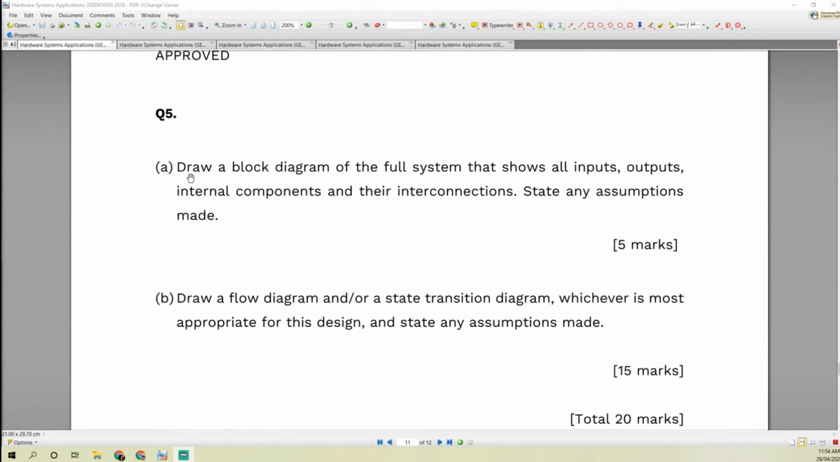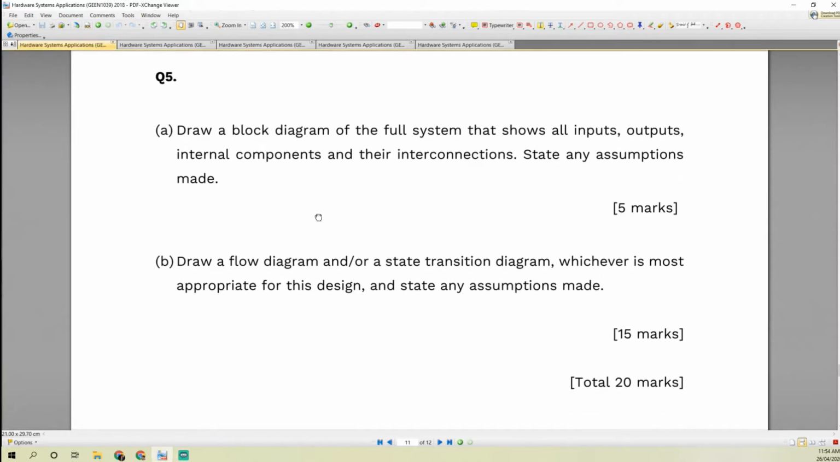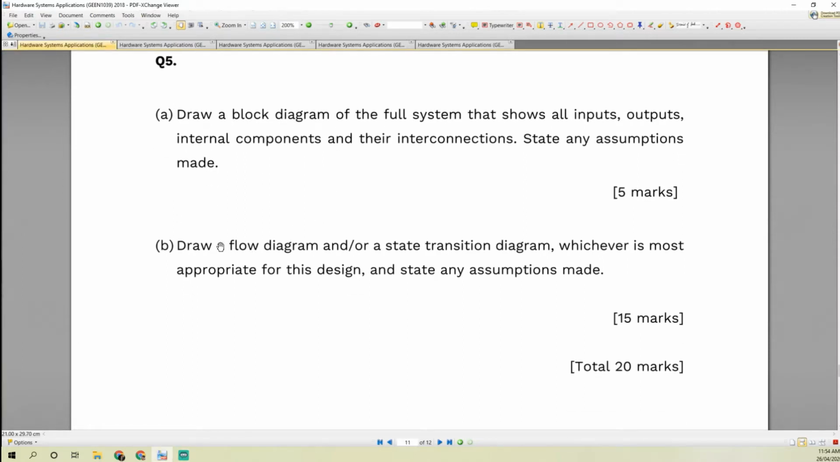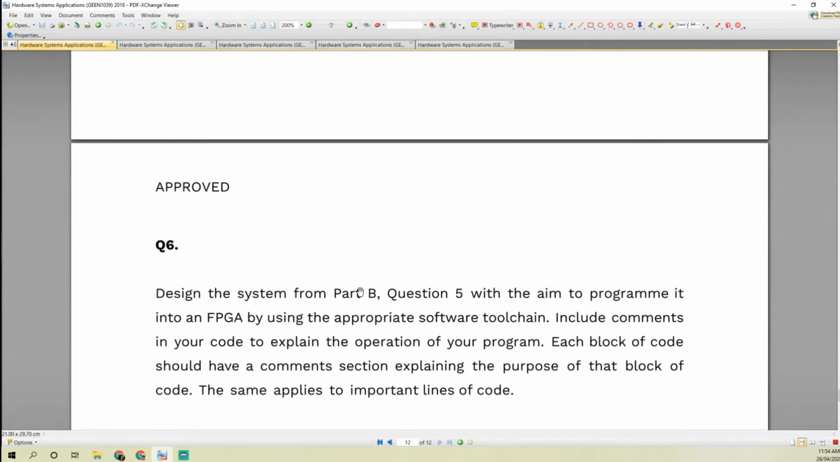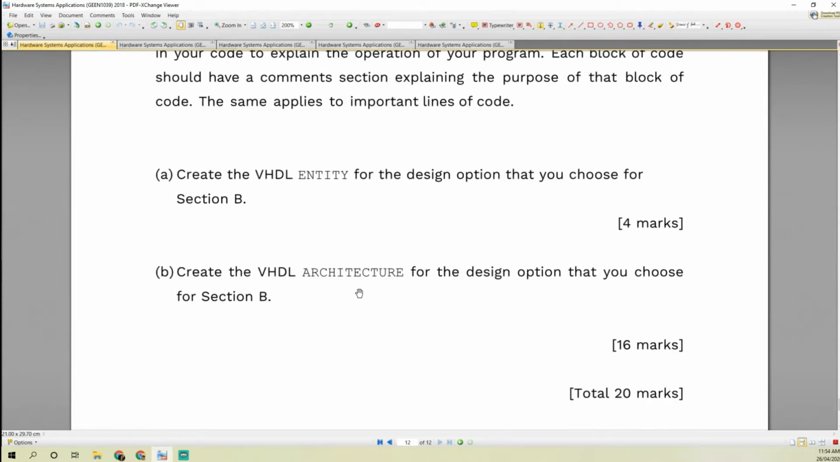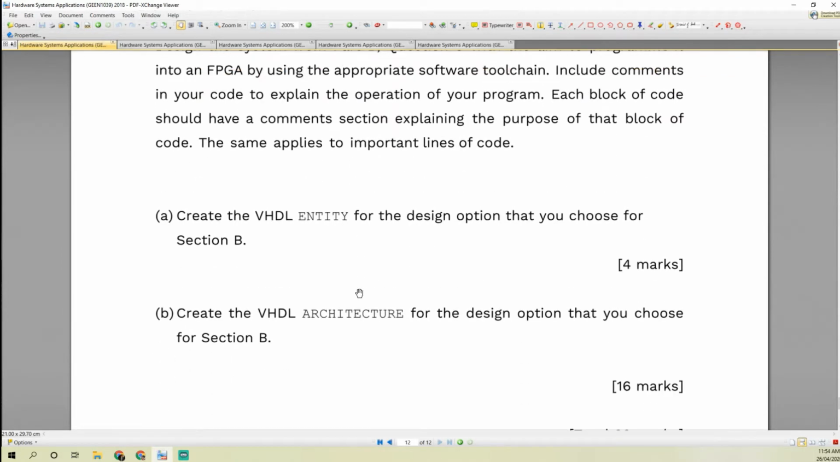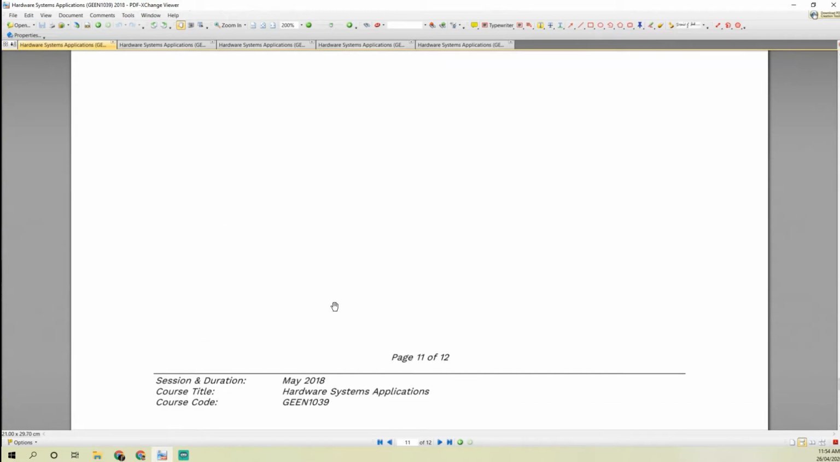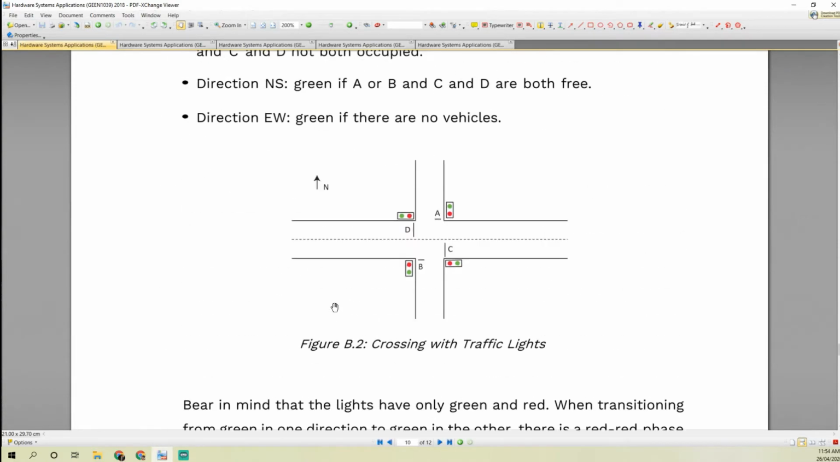One related to drawing a block diagram or finite state machine transition diagram. One asking us to draw a block diagram of the system with inputs and outputs, and the other part which asks us to draw the state transition diagram for the design. Question 6 is the coding aspect of the question, where we will be asked to write the entity and architecture in VHDL for the question.